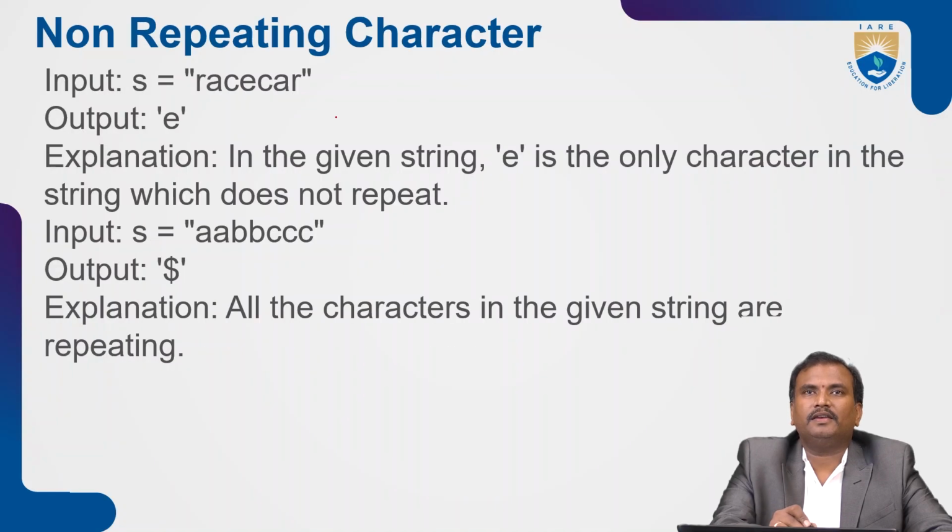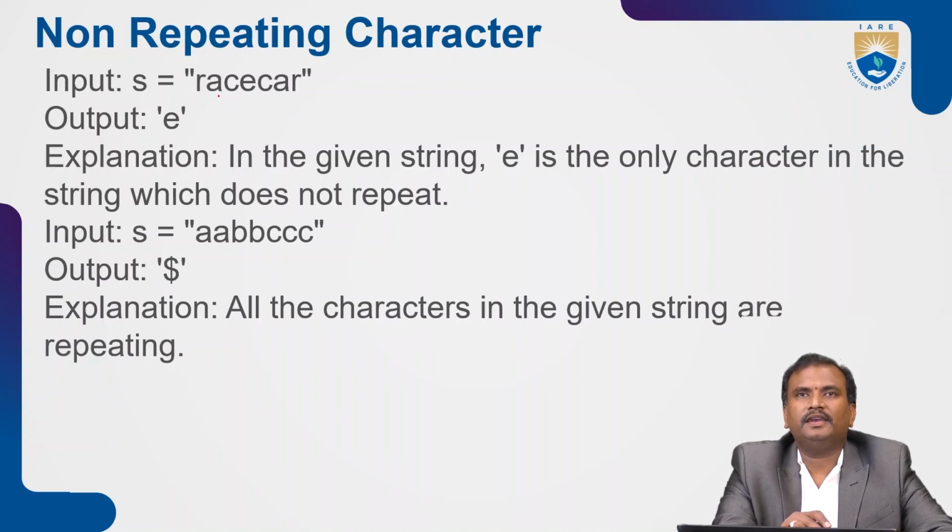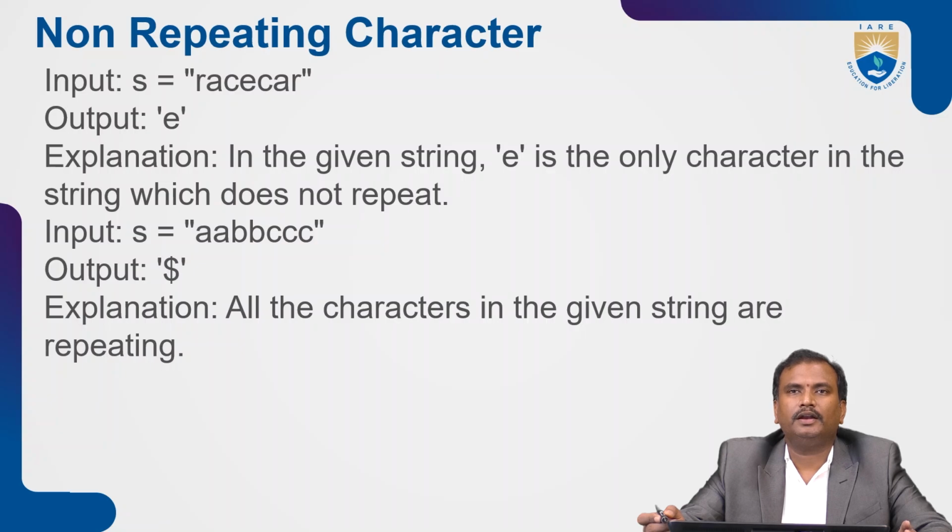In the same way, let us see RACECAR. Here C, A and R are repeated, only E is not repeating, so we need to return E. Here only one non-repeating character is there, and only that one we need to return. If we take the next string AABBCCC, here A is repeating, B is repeating, and CCC is also repeating. So what do we need to return? $. If there is no non-repeating element, then we need to return $.